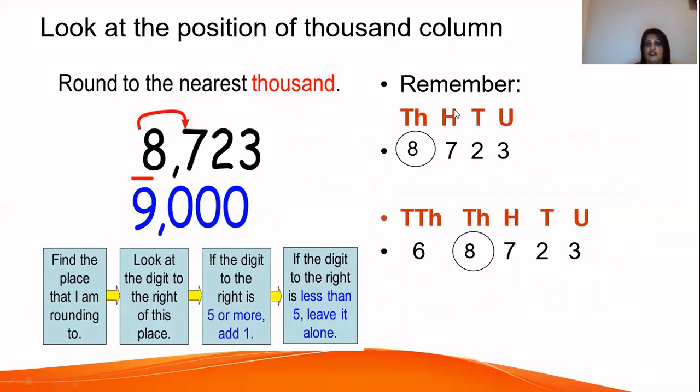Remember, thousands column is here. Next to it, we've got 7, which is greater than 5. So I'm going to increase the 8 by 1, which is 9, and I'm going to have 9,000. Here, 68,723. Thousands column is 8. The number next to it is greater than 5. So I'm going to change the 8 to 9, and I'm going to round it off to 69,000.